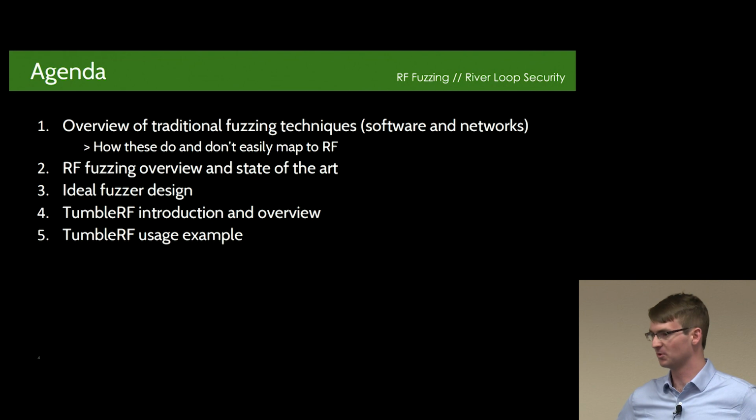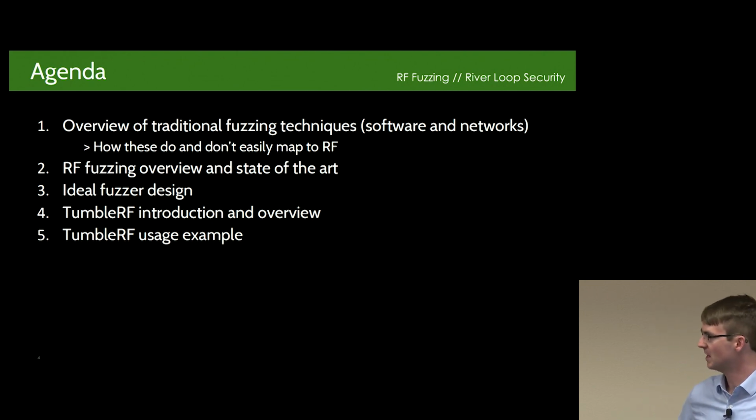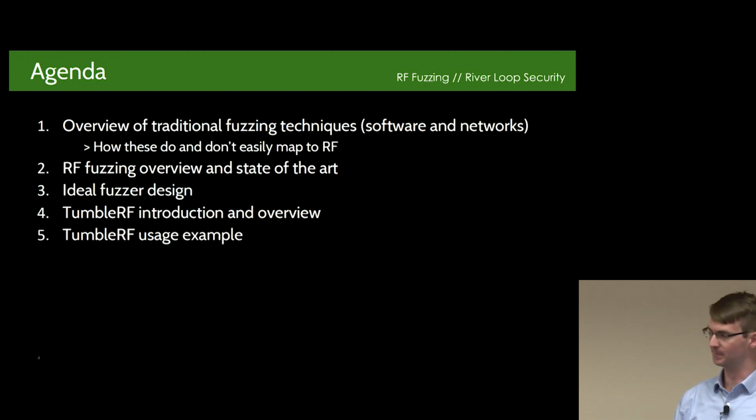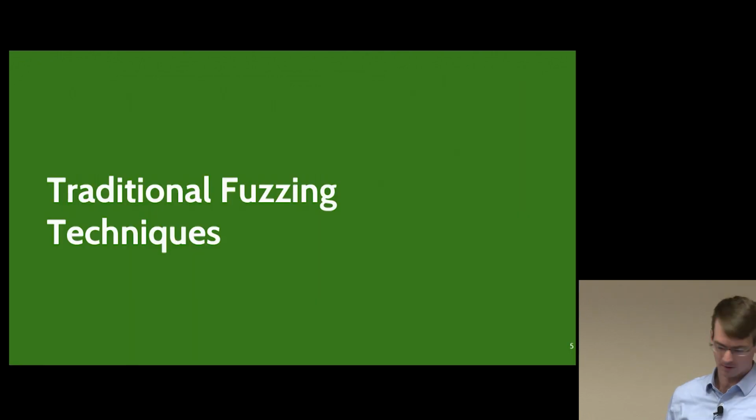So we're going to begin with just a brief overview of fuzzing as it's applied to traditional software systems, and I'm going to briefly comment on why it's hard to carry those methodologies over into the RF or wireless domain. Then I'm going to talk about the state of the art, what's out there for fuzzing RF protocols. Then we'll go into some architecture, and we'll talk about the tool, and I'll end with a demo.